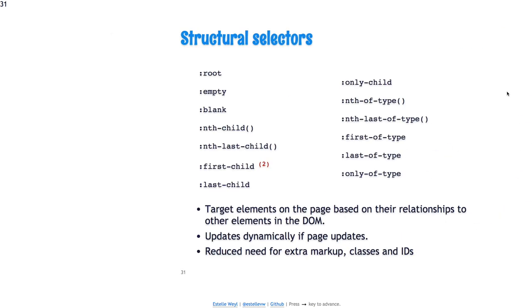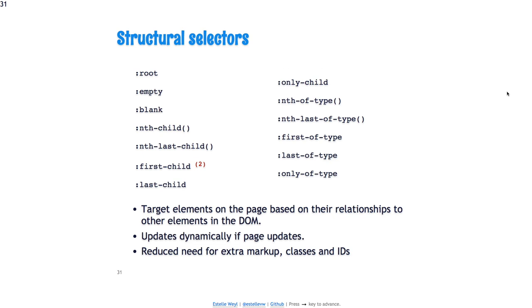Let's move on. So we have structural selectors. We have root, empty, blank, nth child, and last child, which starts counting from the bottom. First child, which was actually around in CSS 2, that's the only one of these that was. Last child, only child, nth of type, nth last of type, which counts from the bottom, first of type, last of type, and only of type.